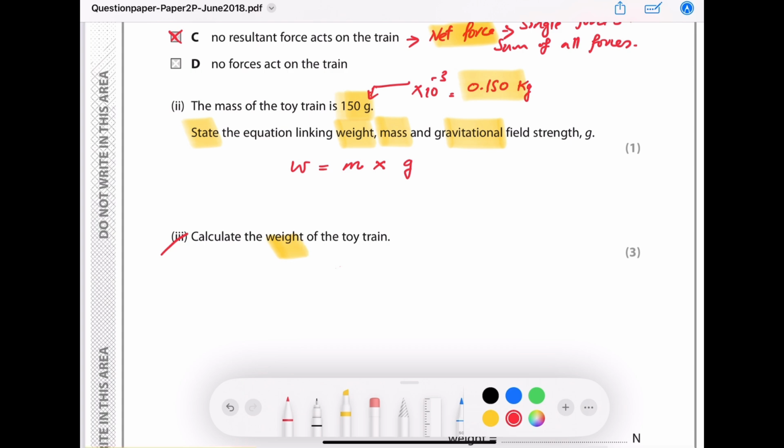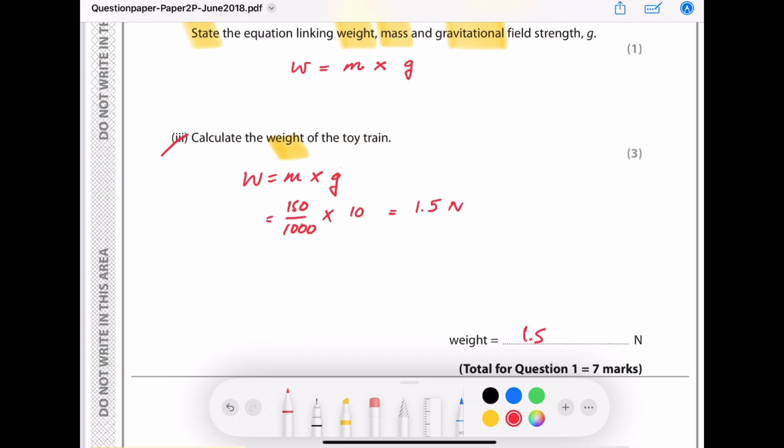Calculate the weight. Weight equals mass times gravity. I know the mass, which is 0.150 kilogram, which is 150 divided by 1,000 to change it from gram to kilogram, times the gravity, which is 10. So if you go through this, the answer is going to be 1.5 Newton. Ready, finished Question 1, and I get 7 out of 7.